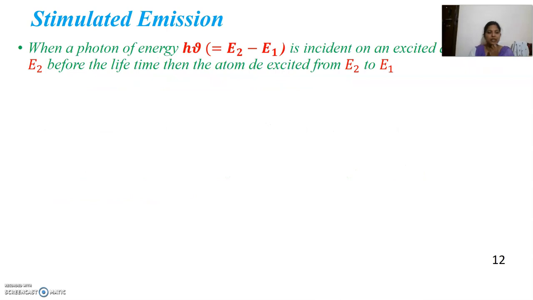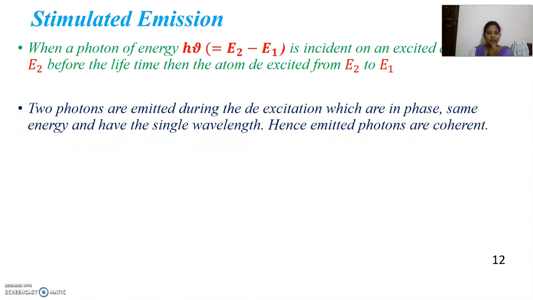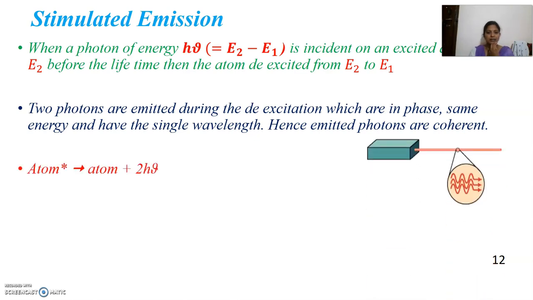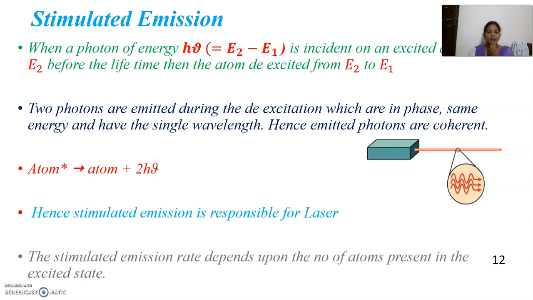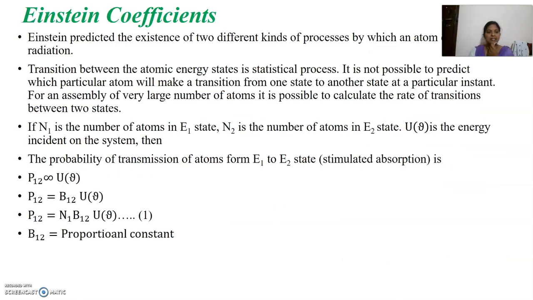Stimulated emission: when a photon of energy h nu is incident on the atom which is in the E2 energy level, the atom in the excited state absorbs the external photon energy h nu and comes to the ground state by emitting two photons. The photons emitted are in phase, having the same energy and a single wavelength in the case of stimulated emission. The stimulated emission rate depends upon the number of atoms present in the excited state. So this is the principle which we use in the laser light here.